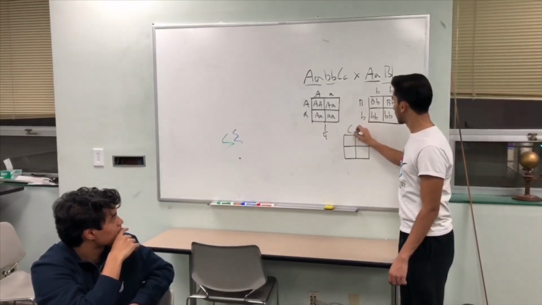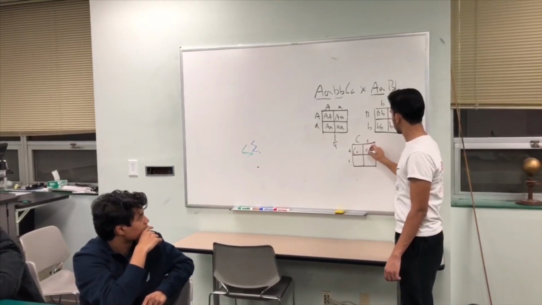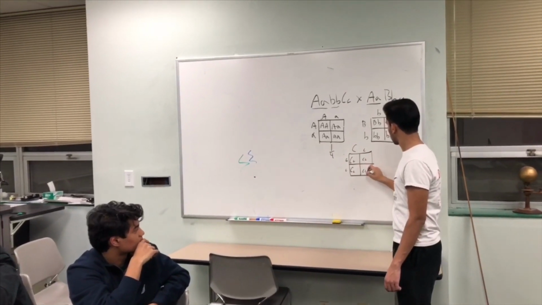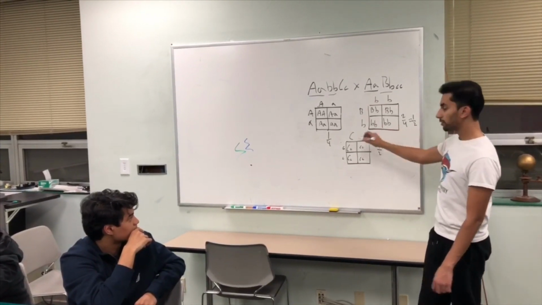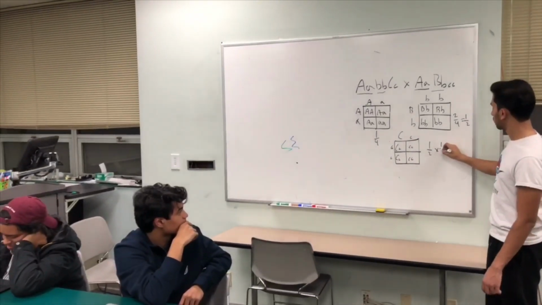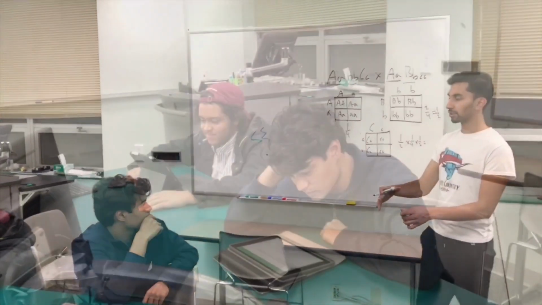Now from here, we'll do the same thing for C, which will give us small c. Yep, which will also give us 1/2. So now what you do with these fractions is you multiply all of them together to get your answer. This is done through the multiplication rule.